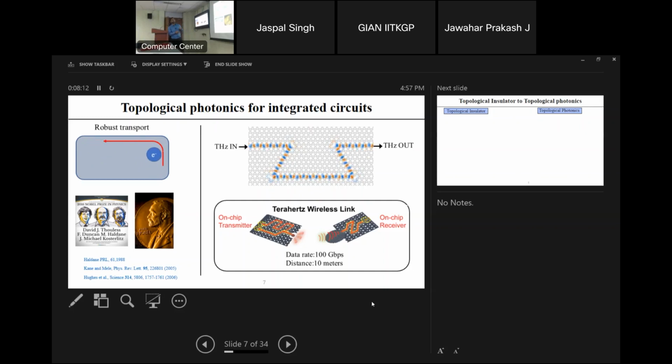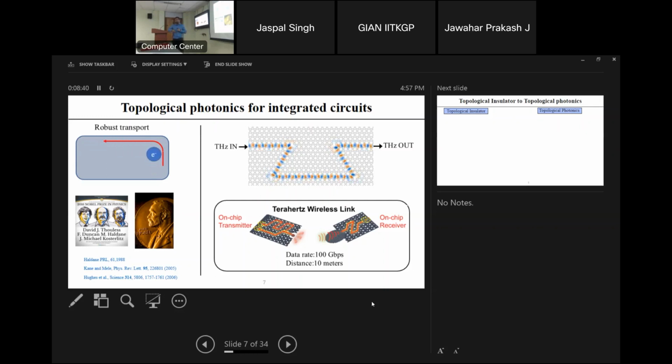Here this schematic signifies, for example, terahertz is coming in. You can imagine that this is a chip, and this whole area is part of the engineering, which I'll talk about, which dictates this robust propagation. Here you can see that even with sharp bends like 60 degrees and 120 degrees, the light is not reflecting back. It keeps nicely propagating and goes out the other end.